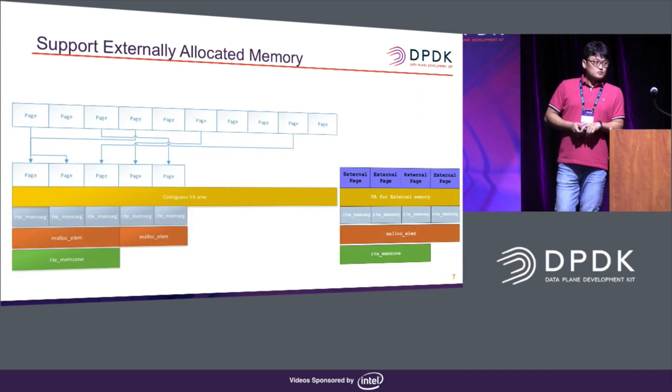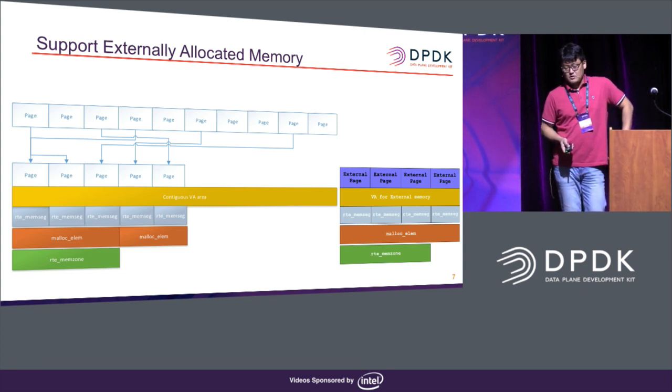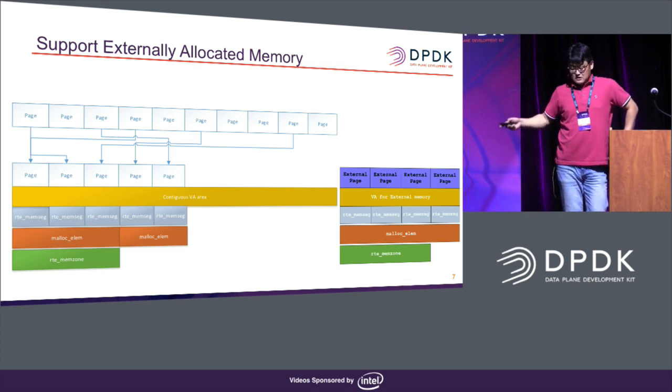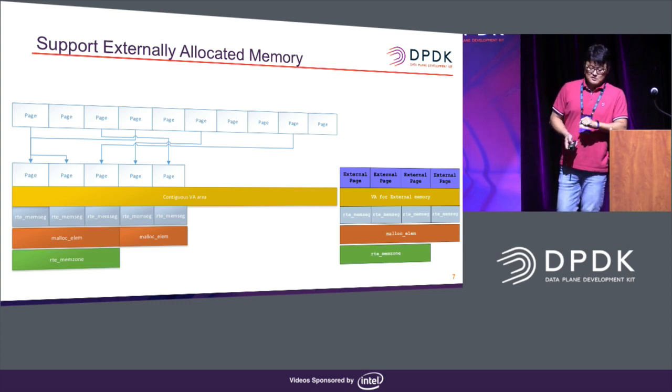So now the problem is how can we enable people to use their own memory allocation? What Anatoly submitted is something like this slide. I drew this to make it look the same. So here's the thing. There are a bunch of these blue squares. There are a bunch of externally allocated memories, of course, page by page.